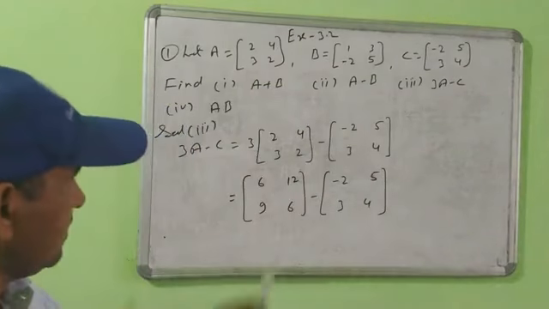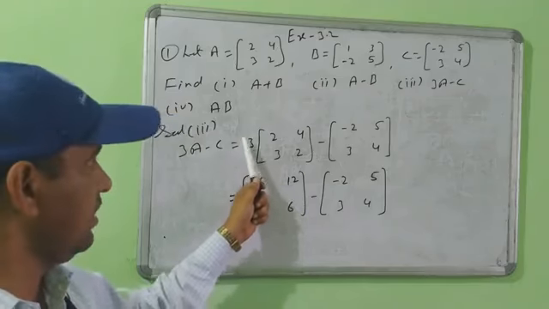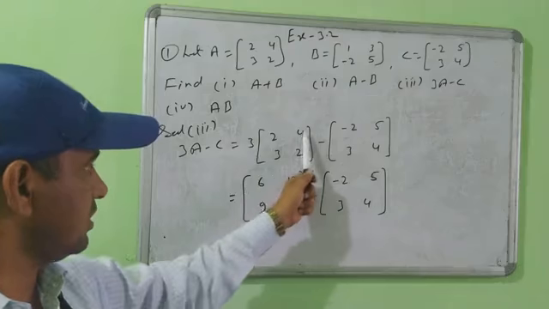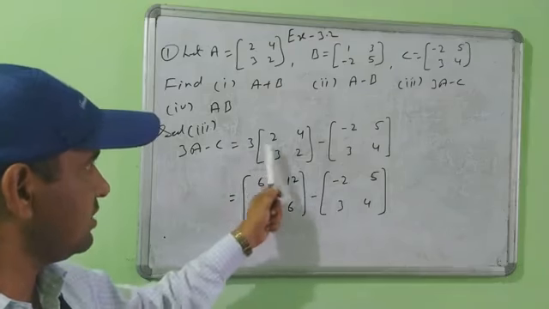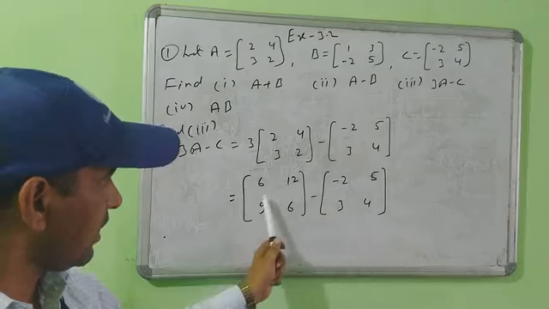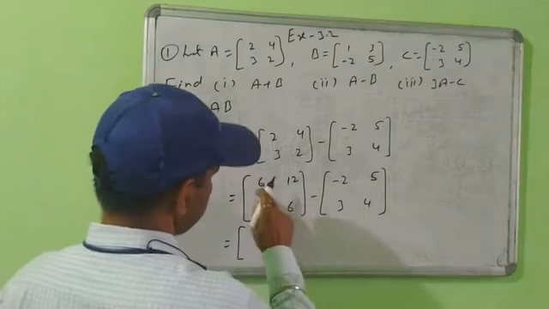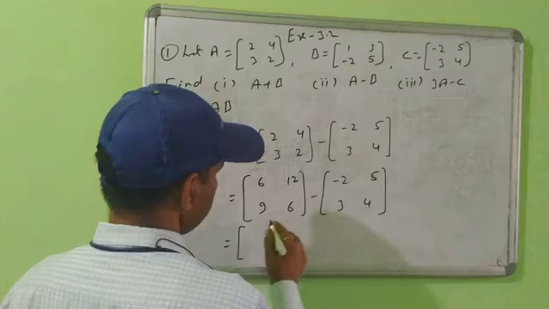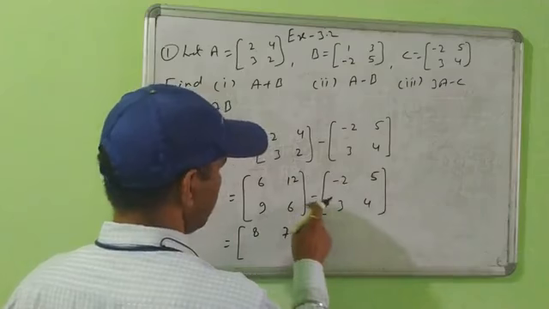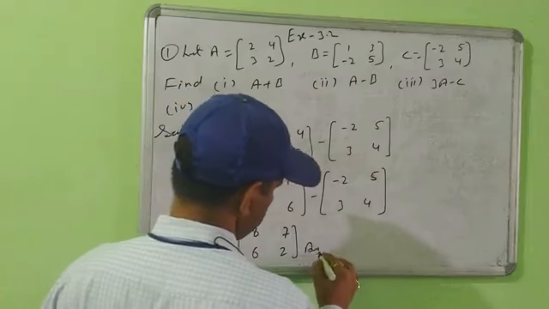First of all, we multiply the 3, any scalar number, inside. Negative, positive, fraction, this will not matter. Any scalar number, you multiply inside. 3 times 2 is 6, 3 times 4 is 12, 3 times 3 is 9 and 3 times 2 is 6. The C matrix we write the same. After that you will subtract: 6 minus minus 2 is plus 2, so you write 8. 12 minus 5 is 7, 9 minus 3 is 6, 6 minus 4 is 2. This is your final answer.